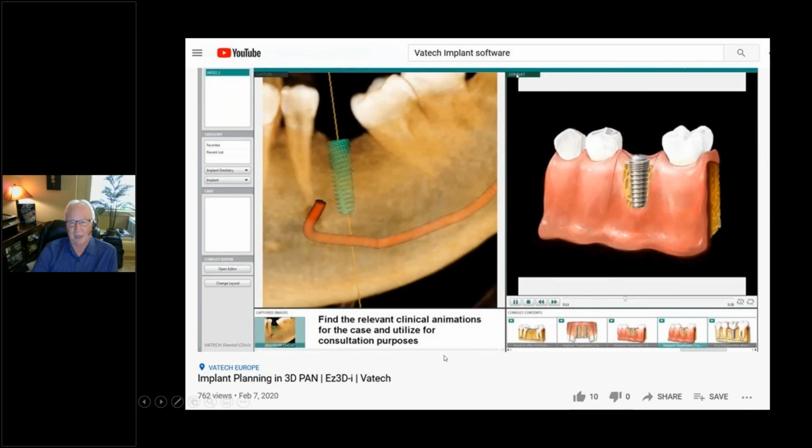Forgot to tell you about this. I just discovered this. In the Easy 3DI, they actually have clinical animations to help you educate your patient as to what you're doing and how simple the techniques are. But they're only simple if you do it using the tools we talked about.